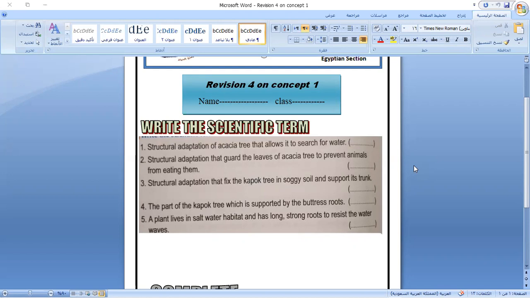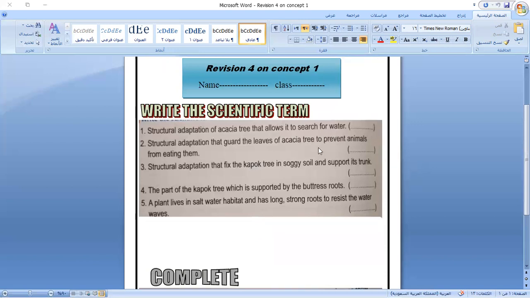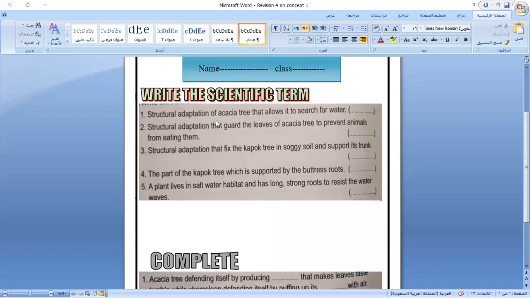We are going to continue our revision in concept 1, and we are talking here about another question, which is: write the scientific term. Number 1, structural adaptation of acacia tree that allows it to search for water. How do the plant search for water? What is the organ of the plant which helps the plant searching for water and absorbing water from the soil?